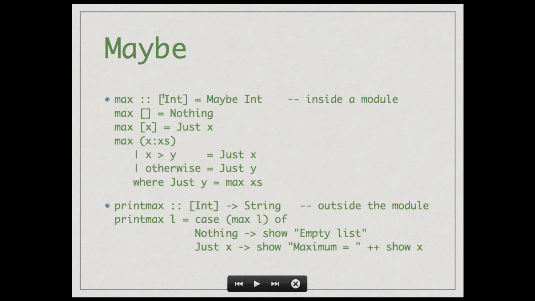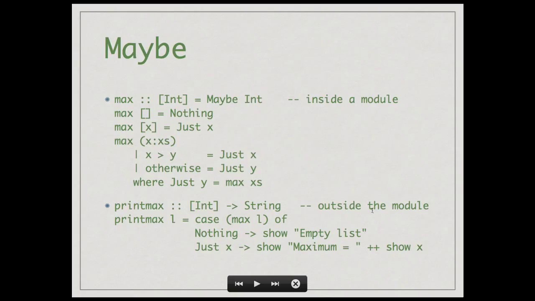Here is how we use it. Here we define max to be a function from list of Int to Maybe Int. This is inside the module. Max of empty list equals Nothing. Max of singleton x equals Just x. Max of x colon xs is: if max of xs is Just y and x is greater than y, then max of x colon xs is Just x. Otherwise, it is Just y. This is how we would define this max function to return a Maybe Int rather than just an Int.